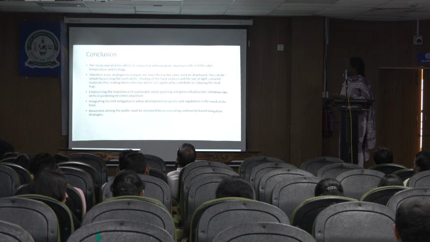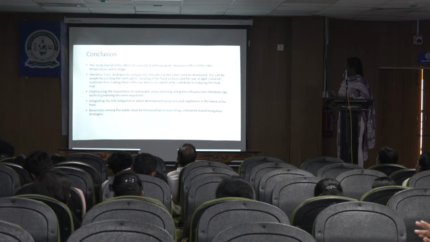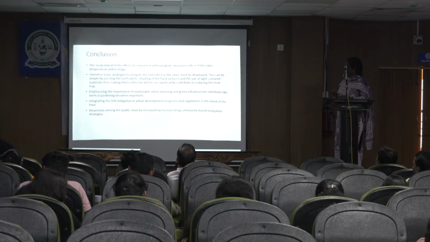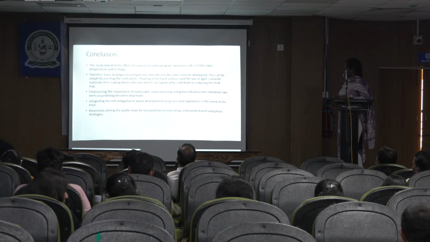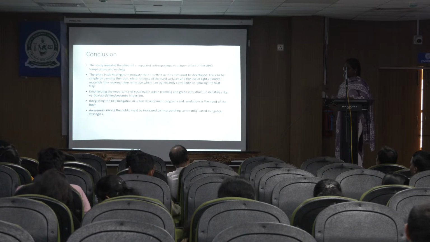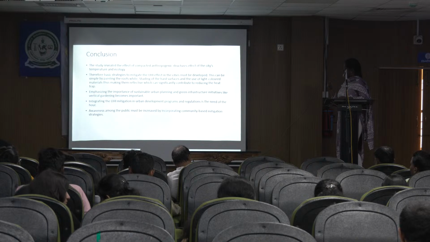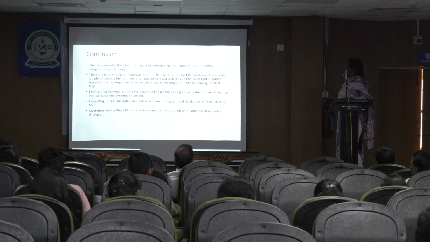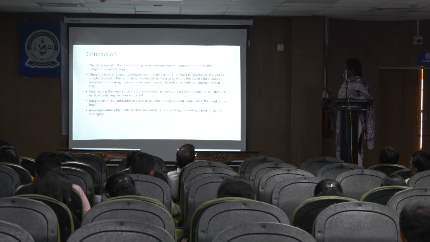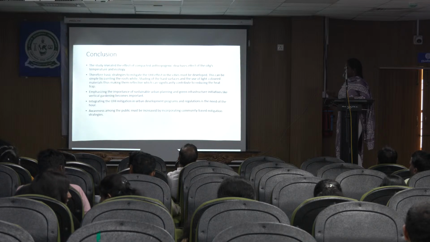Next, conclusion. The study revealed the effect of compacted anthropogenic structures on the city's temperature and ecology. So what can we do for this? Basic strategies to mitigate UHI are important in the cities. This must be developed. It may be as simple as painting the roofs white so that they reflect the heat directly and cool down the surface, shading the hard surfaces, and using light colored materials that can reflect and significantly contribute to reducing the heat trap, and emphasizing sustainable urban planning and green infrastructure initiatives.